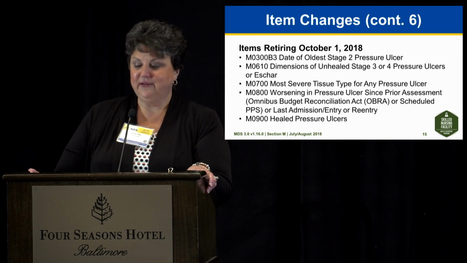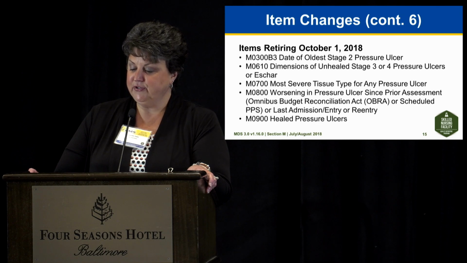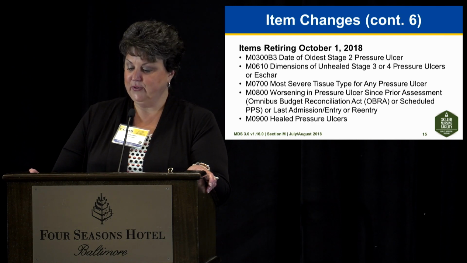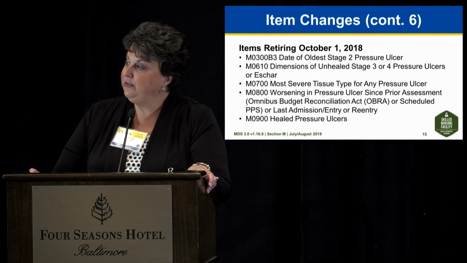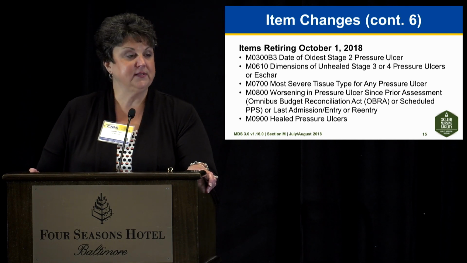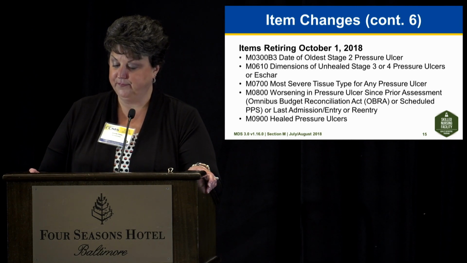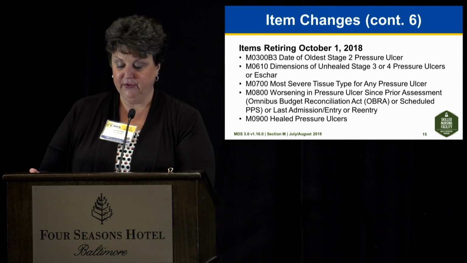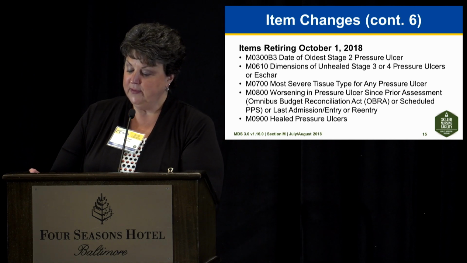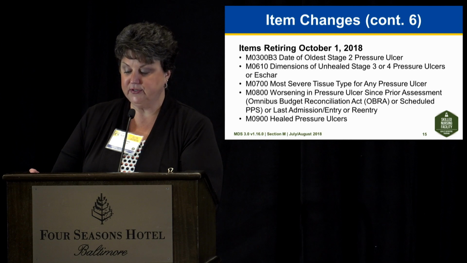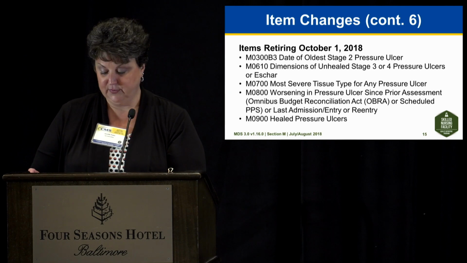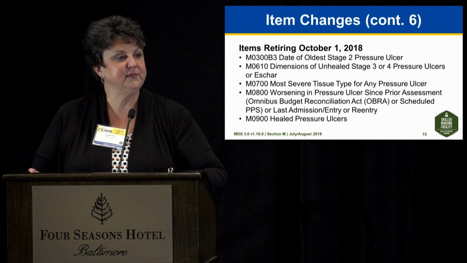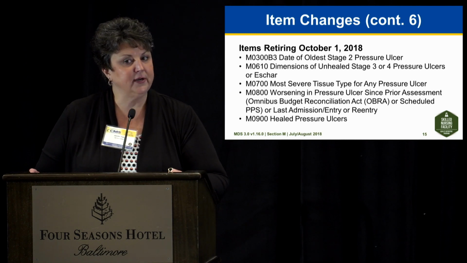And Deb already mentioned to you that several items have retired. So the date of the oldest stage 2 pressure ulcer, the dimensions of the unhealed stage 3 or 4 or pressure ulcer covered with eschar, and the most severe tissue type have all been retired because they're not used in any of CMS's programs, and it was deemed as additional burden on providers to collect that information. Additionally, M0800, worsening in pressure ulcer since prior assessment, and M0800, healed pressure ulcer items are being removed because the present on admission items that you code on the discharge assessment will be able to identify which of the pressure ulcers have increased in numerical stage or become unstageable and whether or not an ulcer is healed.